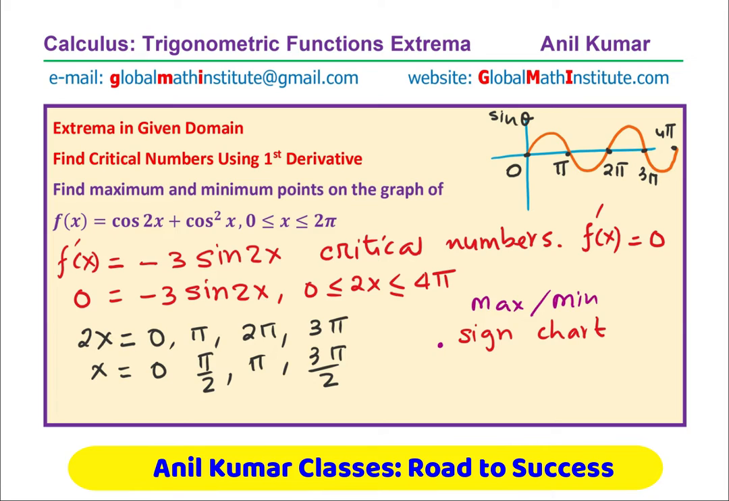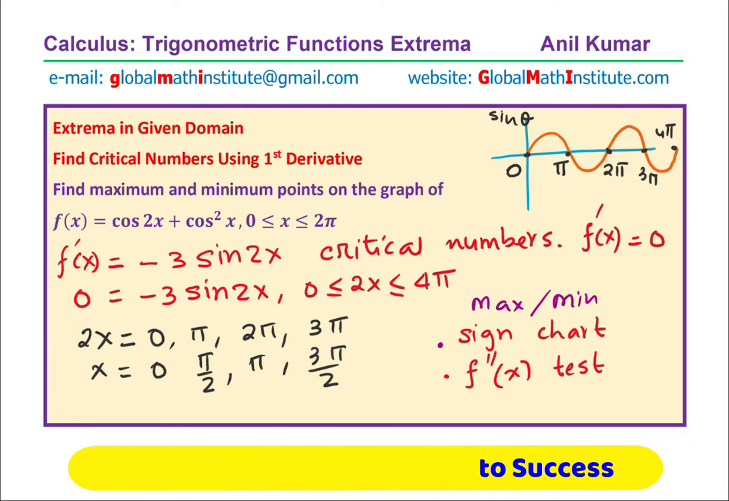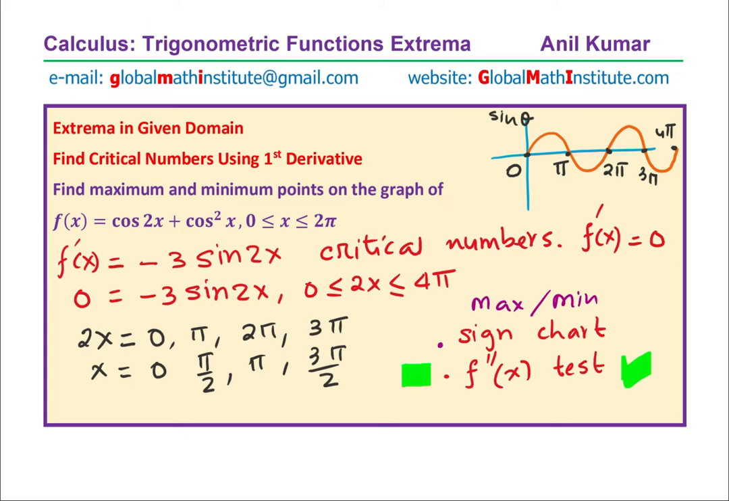The second option is to use the second derivative, which is concavity. Since we have 5 points to work with, the sign chart is more complicated, right? So the better method is to go for the second derivative. You get the idea? So we'll use the second derivative and check 0, pi by 2, pi, 3 pi by 2. Let's analyze the second derivative.